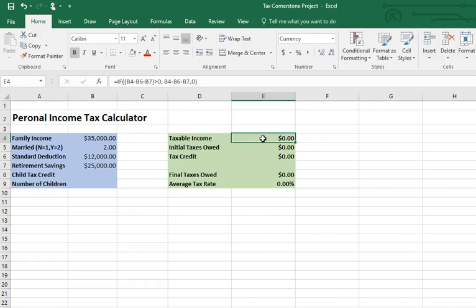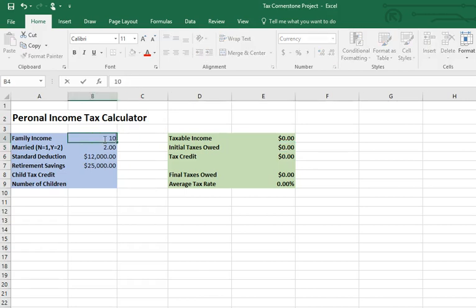Let's just remember what a deduction is. So a deduction just gets subtracted from your gross income. Okay, you don't have to pay taxes on a deduction. But it can't take your taxable income into a negative number. It cannot be less than 0. So that's going to give you your taxable income. Now, your initial tax is owed. We're not gonna get into doing that right now.